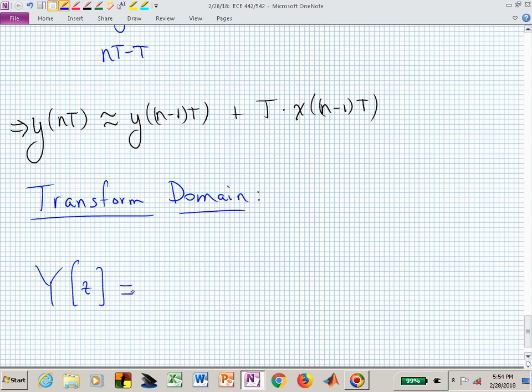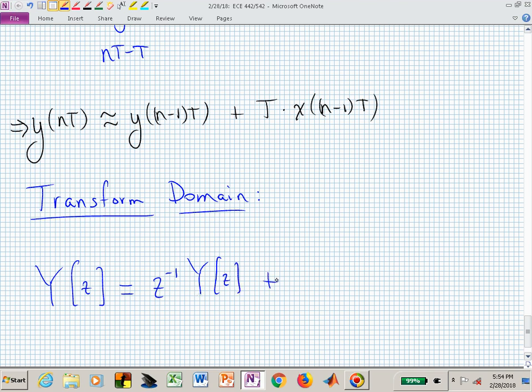And I'm going to forget that this is an approximation. I'm just going to say is equal to. And now what happens when I z transform y of n minus 1? So now we have to do this operator of z to the minus 1 times capital Y of z.